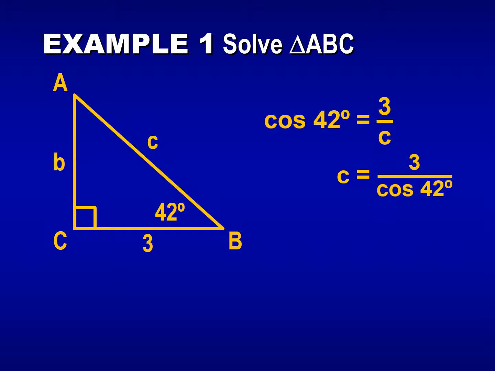Okay, and then you can plug that into your calculator. 3 divided by cosine of 42 degrees, make sure that you're in degree mode, and you get 4.0. The reason that 0 is important is because, remember, we rounded to that tenths place. So 4.0.